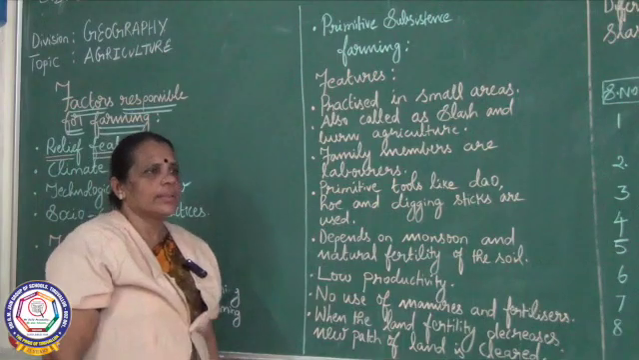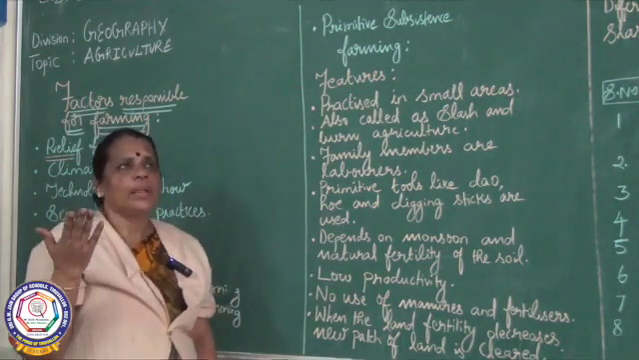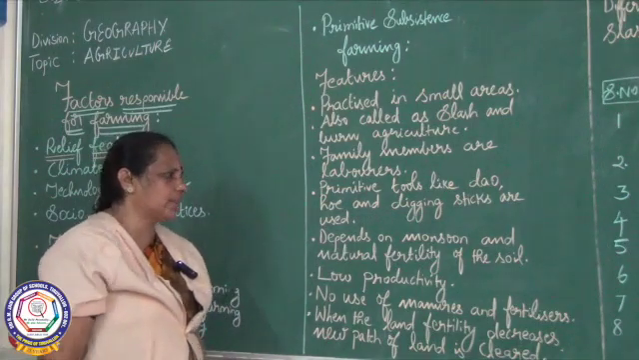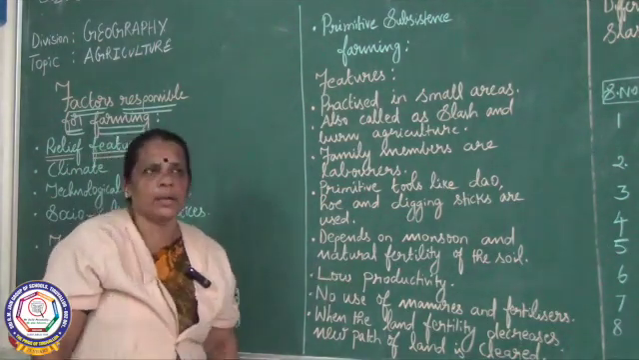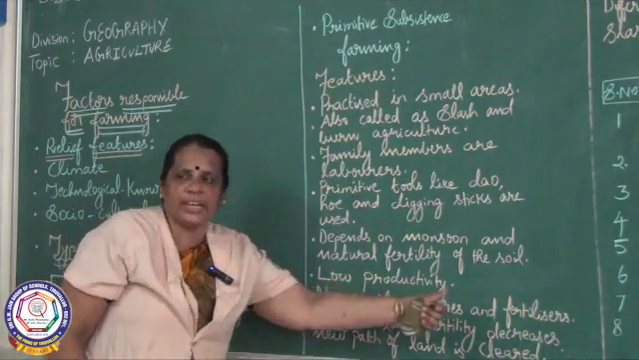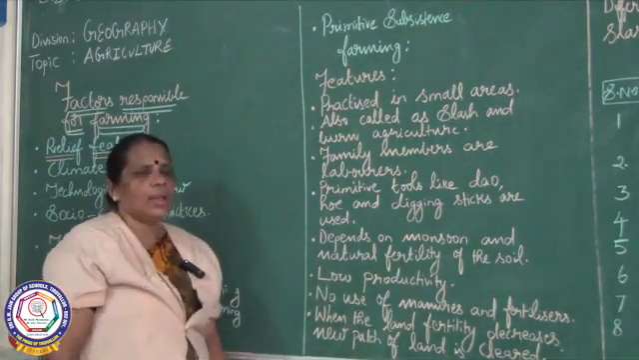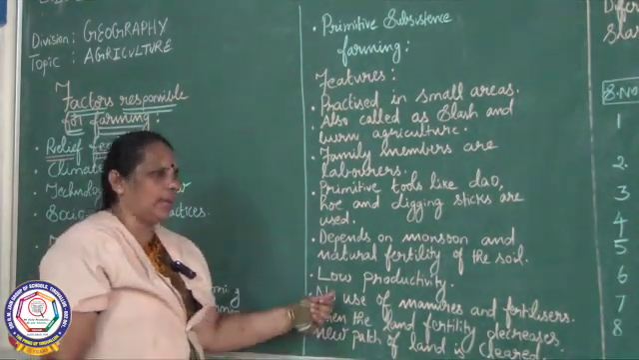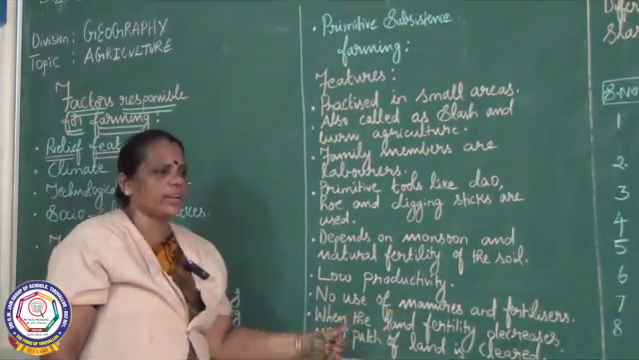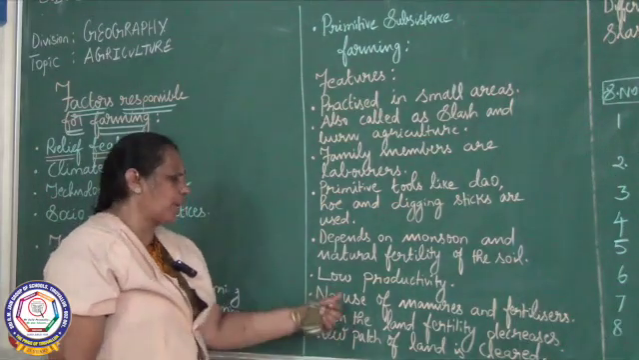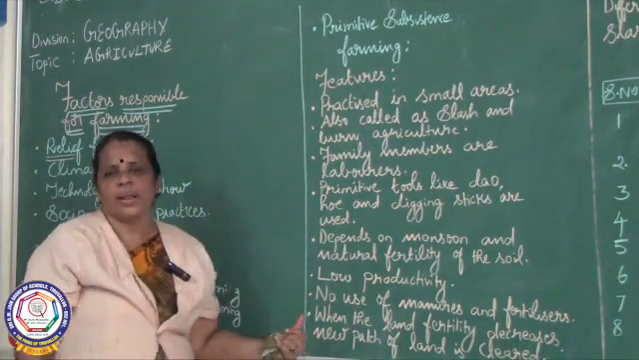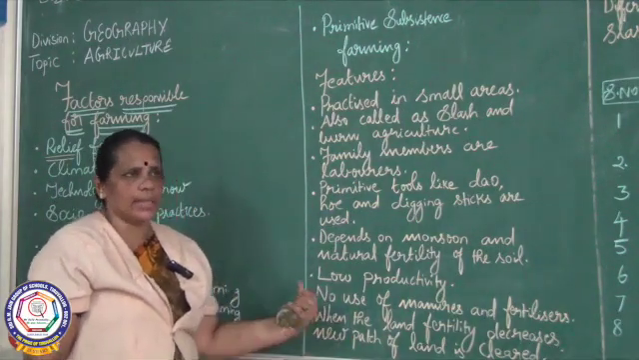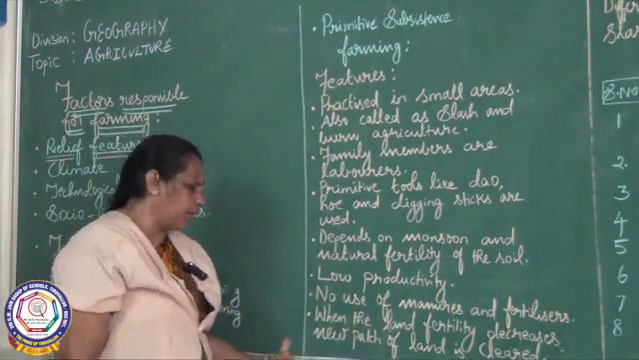The next one is that they depend on monsoon. They are unable to invest in irrigation facilities, so they are completely dependent on monsoon and the natural fertility of the soil. The next one, as they produce crops for their own family, productivity is very low. Whatever they need, they will produce. The next one, they do not use manures and fertilizers.